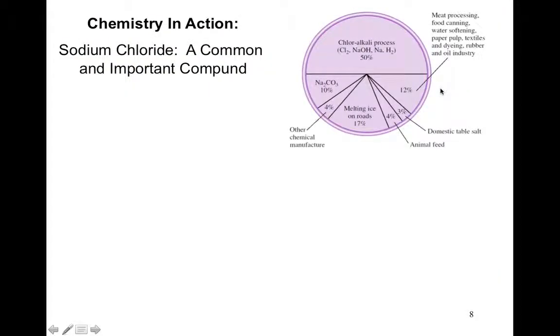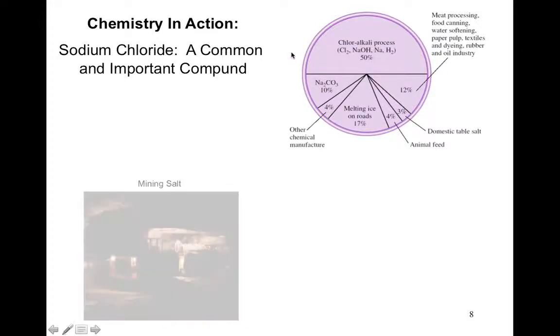So our example of a useful ionic compound is sodium chloride, which is salt, and here you can see how it's used. This little chart's in your book too. 12% of the salt we have is used for meat processing, food canning, water softening, that kind of stuff. 3% domestic table salt, stuff you put on French fries and what have you. 4% goes to livestock feed. 17% melting ice on roads. 4% other chemical manufacture. A little bit goes into sodium carbonate, and then some goes into chloralkali processes, so other chemical processes, and that's 50% of all salt used, so that's a lot.